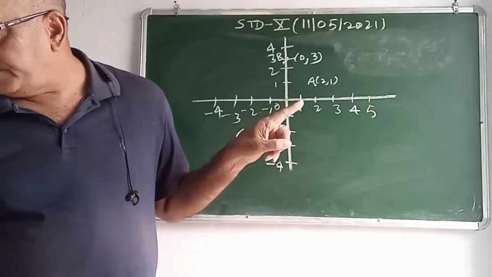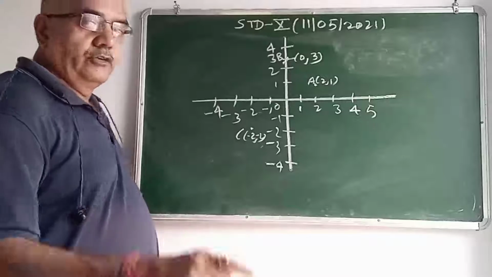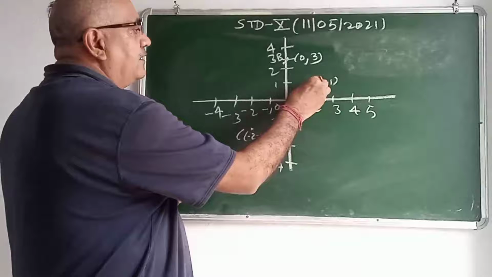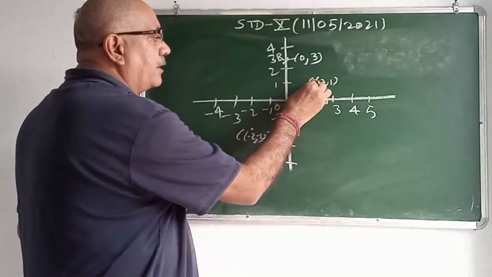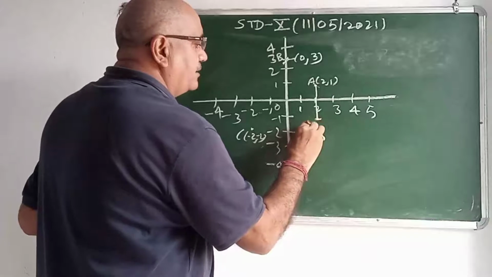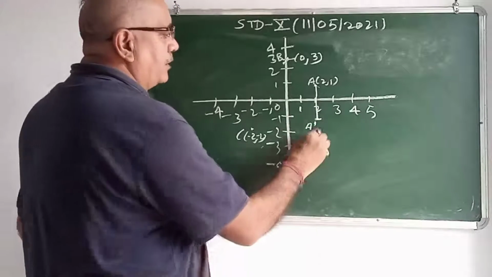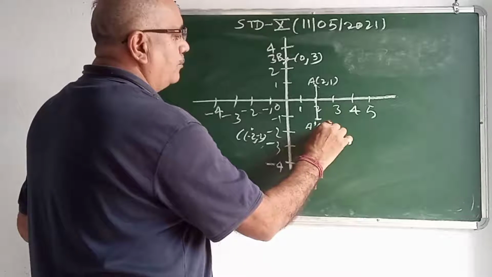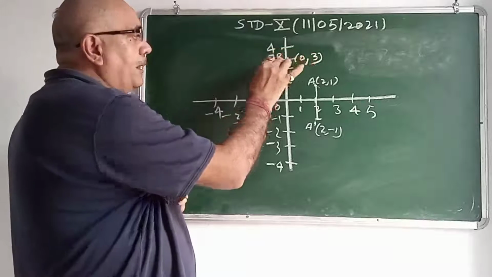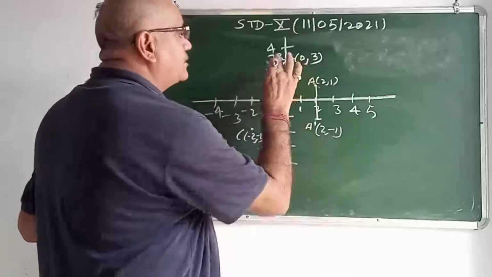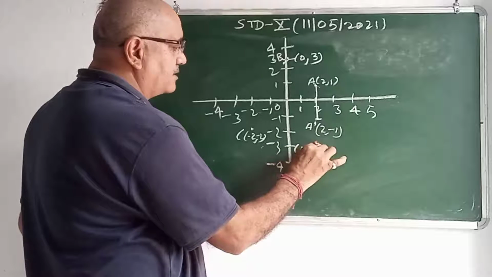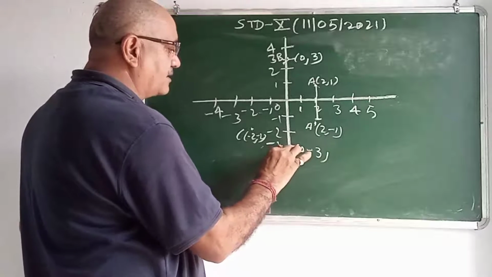Draw the triangle formed by reflecting these points in the x-axis. You have to draw the triangle when these points are reflected in the x-axis. So A reflected in the x-axis: this is the x-axis, and this is the point A dash. What is the coordinate of A dash? (2, -1). Now B reflected through the x-axis. What is the coordinate? This one (0, -3). Say it is B dash.